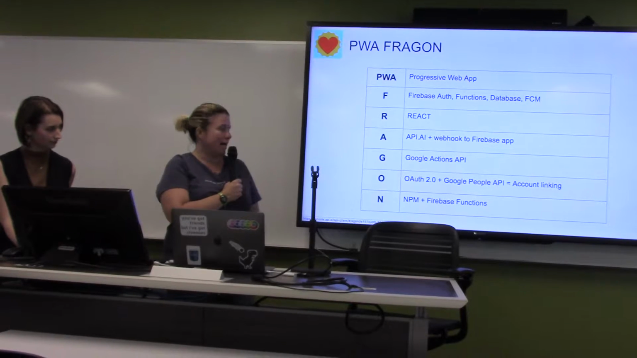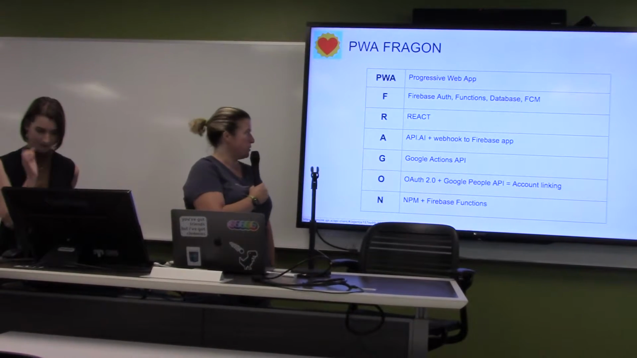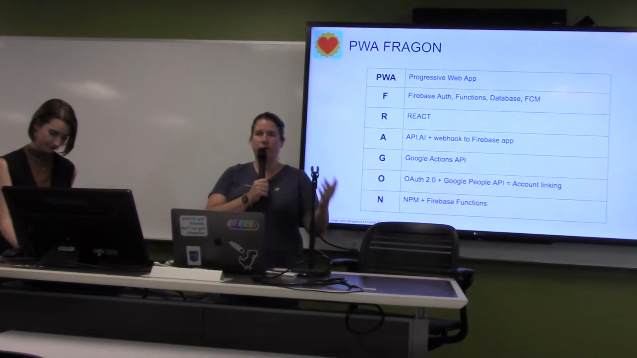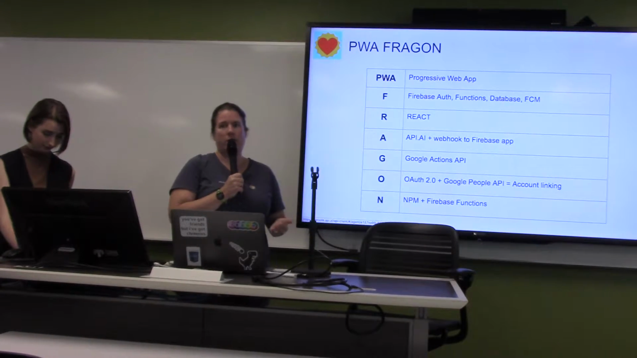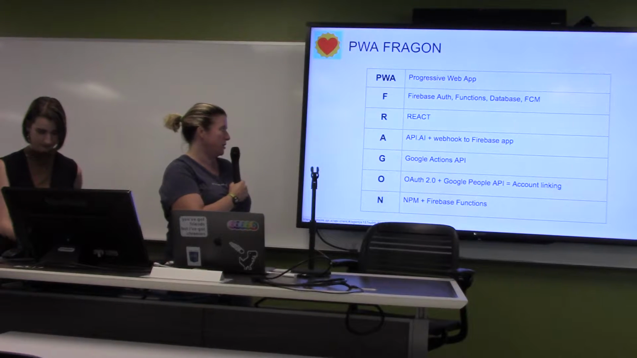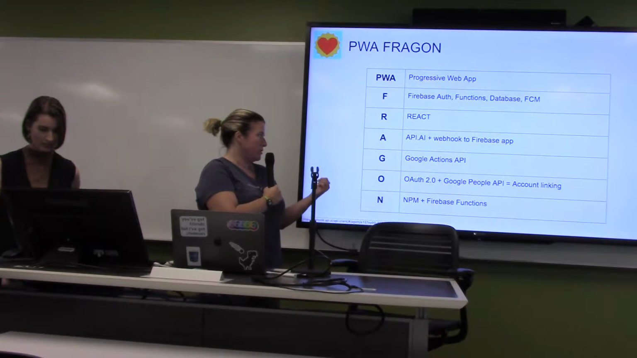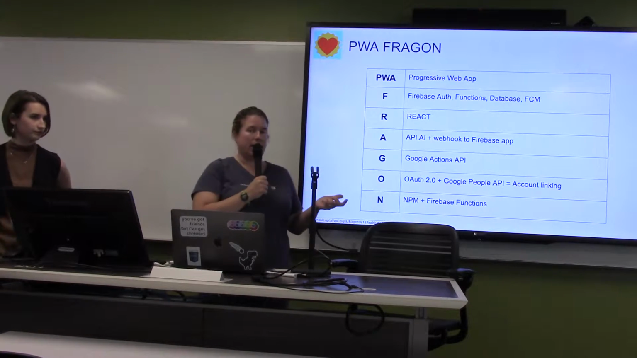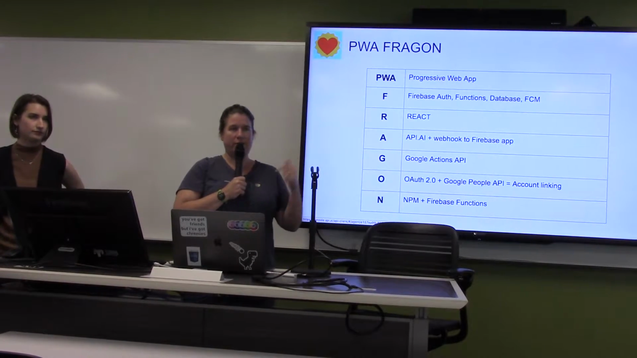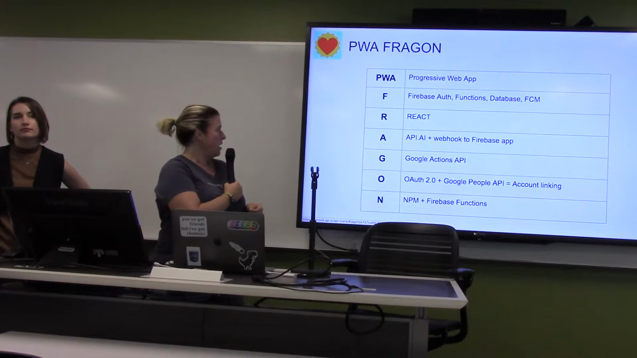We use the Google Actions API so that we could do things like account linking, actually get values, return values, do kinds of calculations on values. We used OAuth 2.0 and the Google People API to link the Assistant, Firebase, and Google accounts together.